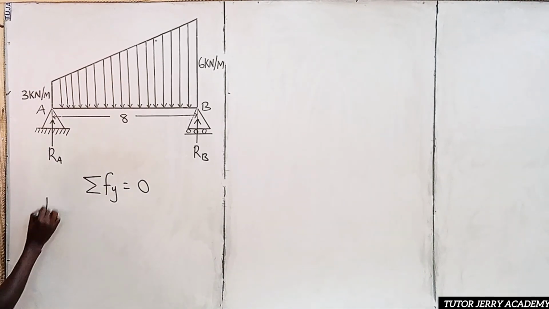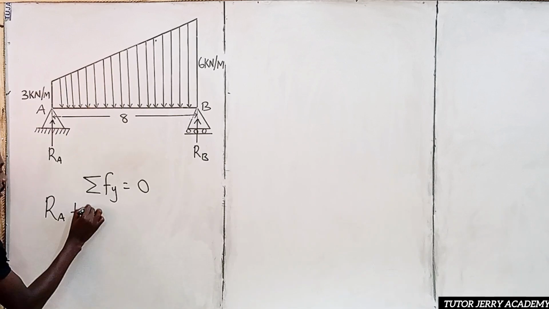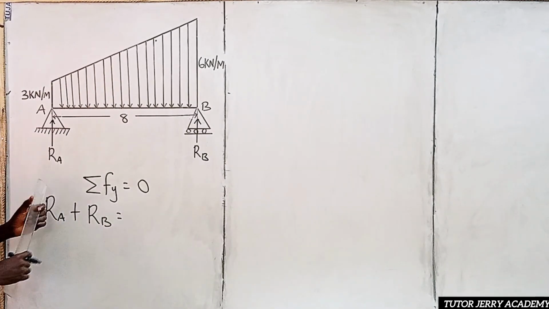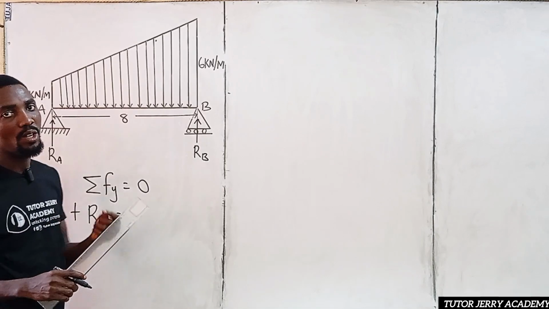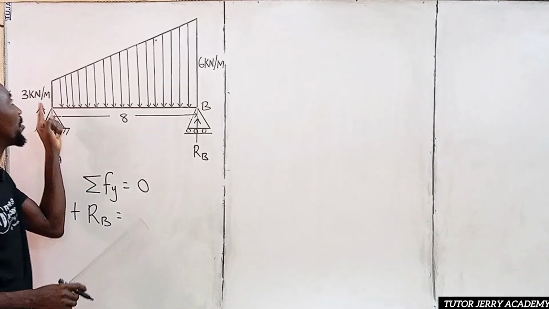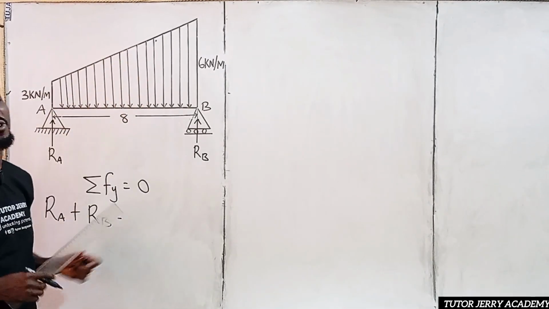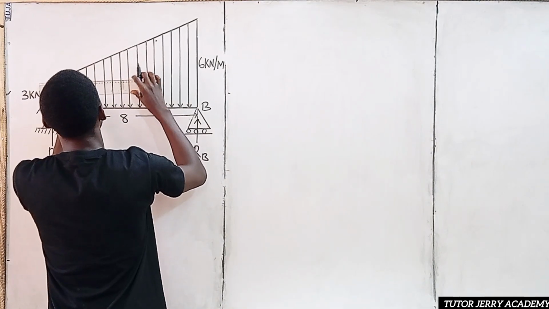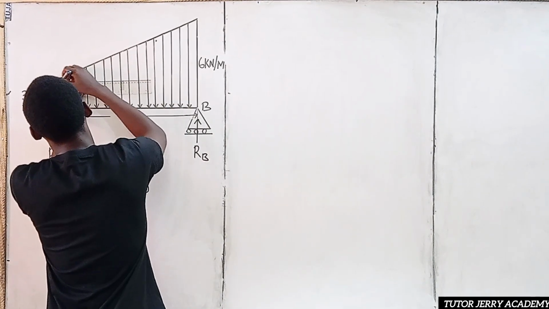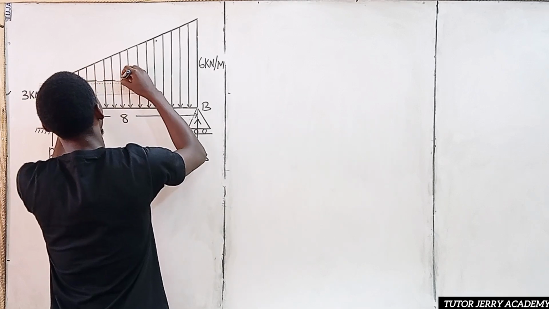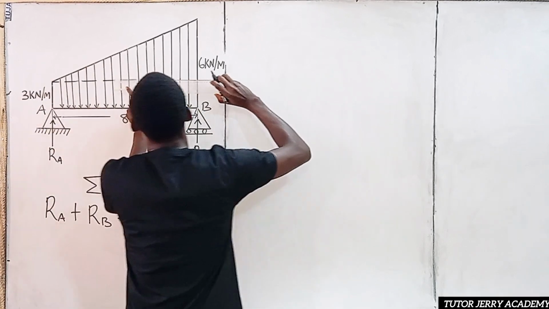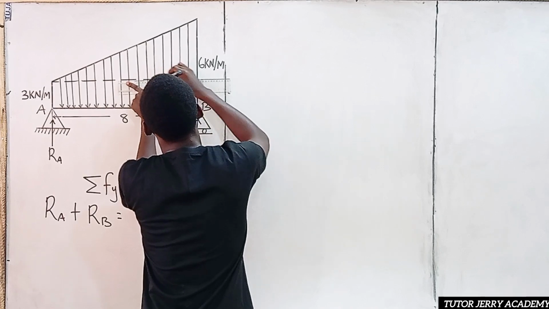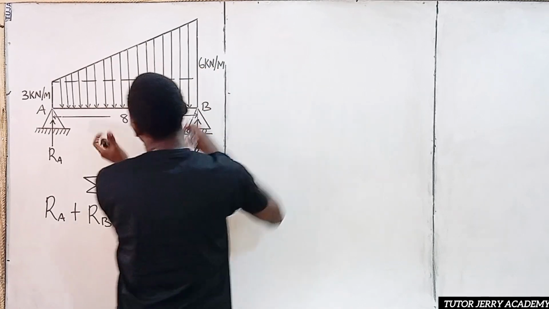So we are going to say R subscript A plus R subscript B will be equal to, all right, so here we know when we have a trapezoidal load, we have 2 in 1 load, that is a uniform distributed load and a uniform varying load. So if you join this line like this, we are going to have our uniform varying load. All right, so that's it.